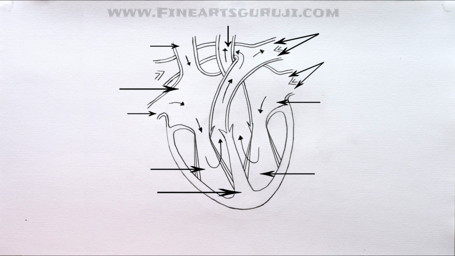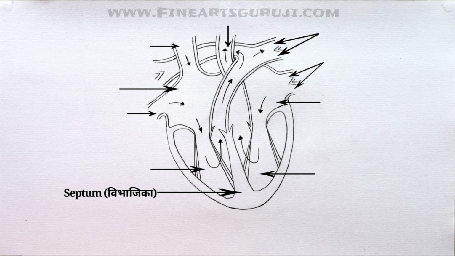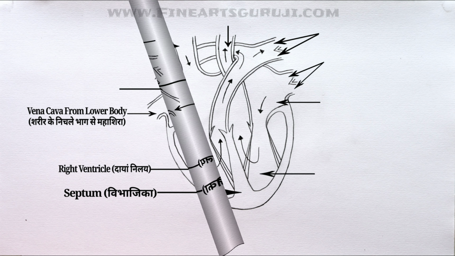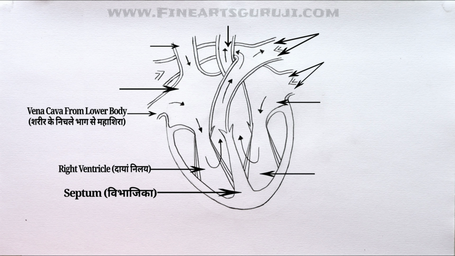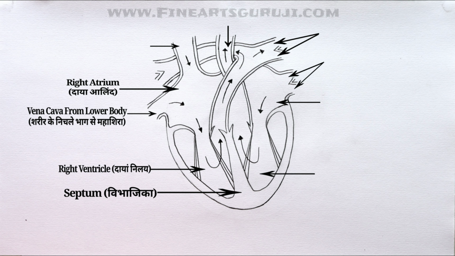So let me know guys, first one name. So this one is septum. Then next one guys, tell me quickly, which is next. So this one is right ventricle. Now your confusion must be clear. So let me know what next. So this one is vena cava from lower body. Next one guys, tell me quickly. So this one is right atrium. So let me know what next guys. So this one is vena cava from upper body.